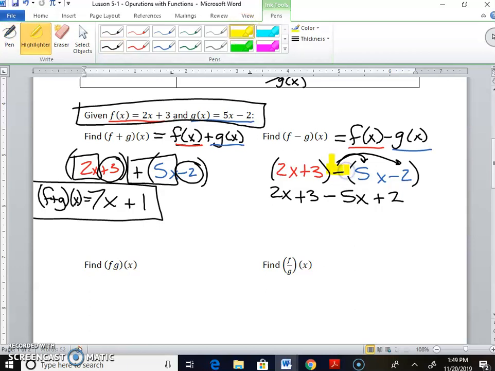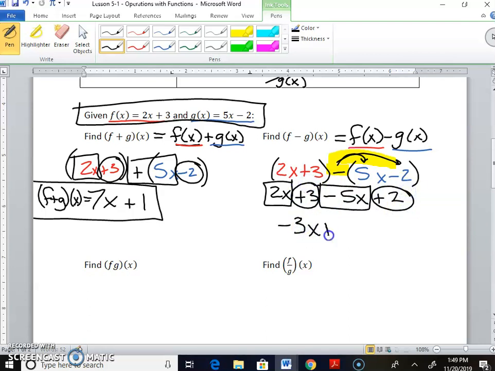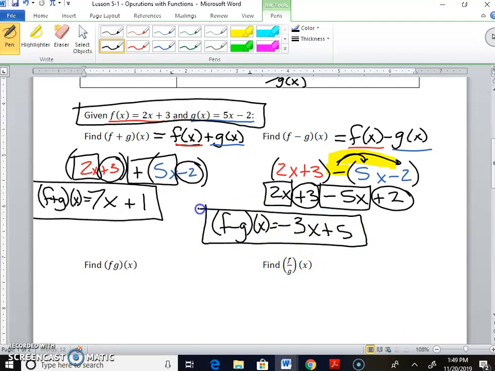This is what I'm worried about you guys forgetting to do. Do not forget to distribute that negative. Okay? I'm going to go ahead and finish up by combining my like terms. 2x minus 5x gives me a negative 3x. A positive 3 and a positive 2 give me a positive 5. So I've got f minus g of x equals negative 3x plus 5.